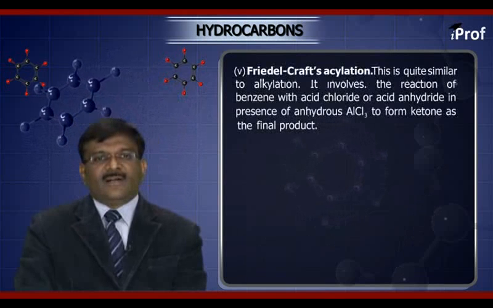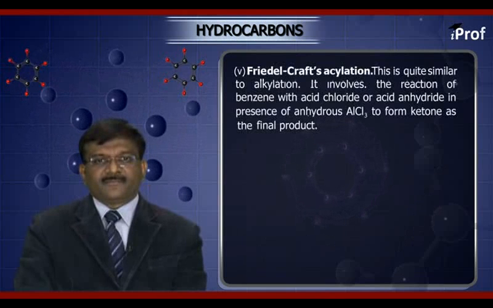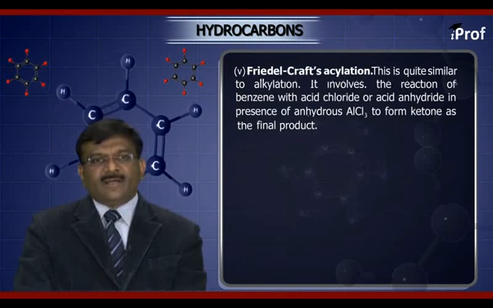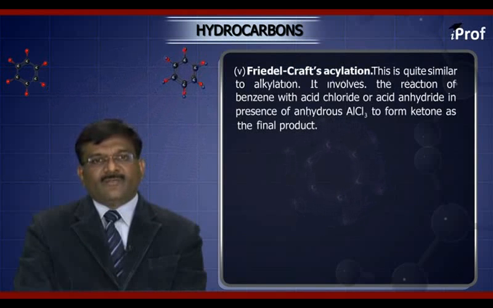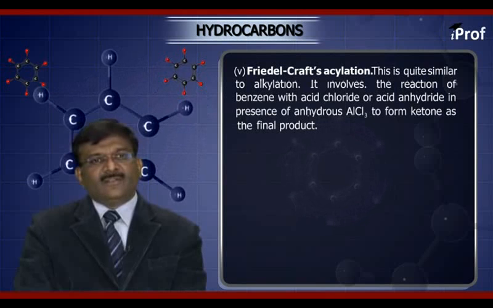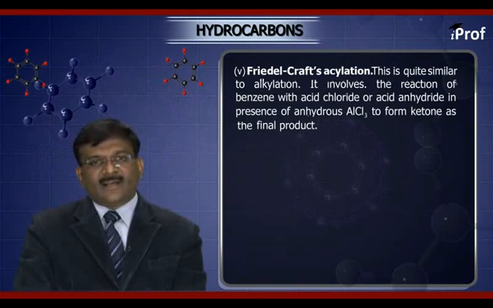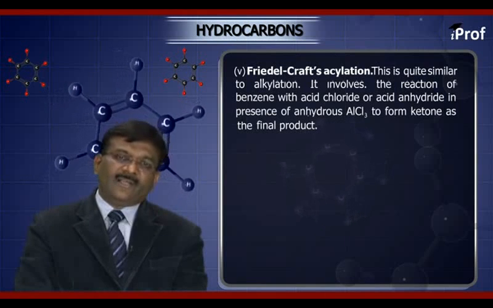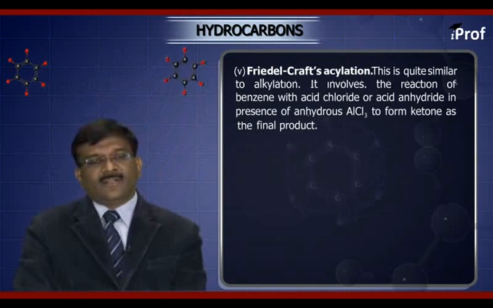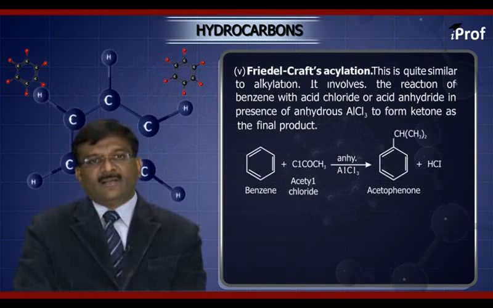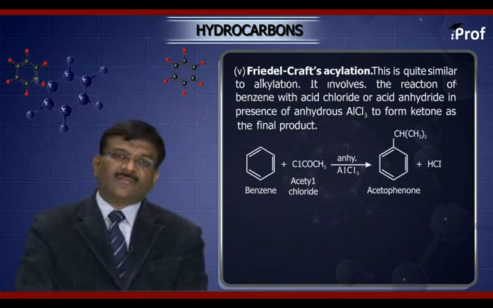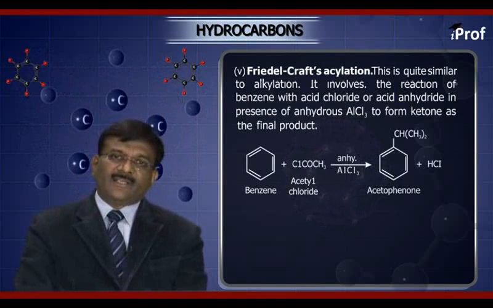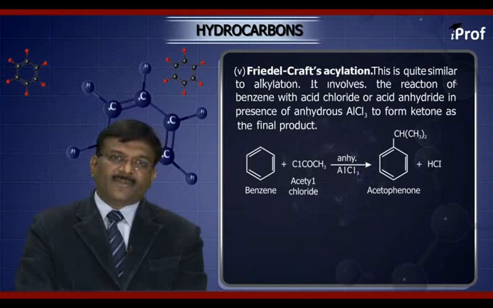Now the next, the Friedel-Crafts acylation. This is quite similar to alkylation. It involves the reaction of benzene with the acid chloride or acid anhydride in presence of the anhydrous AlCl3 to form ketone as the final product. The reaction is benzene plus acetyl chloride, CH3COCl, in presence of anhydrous AlCl3, it gives acetophenone plus HCl.